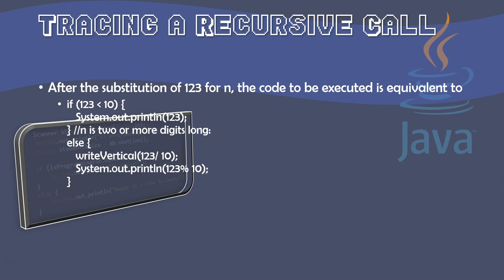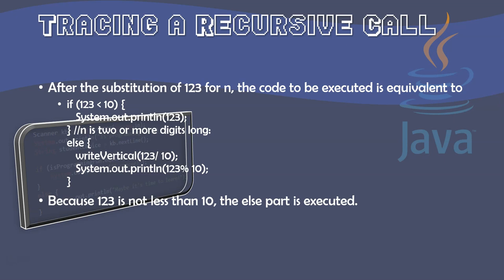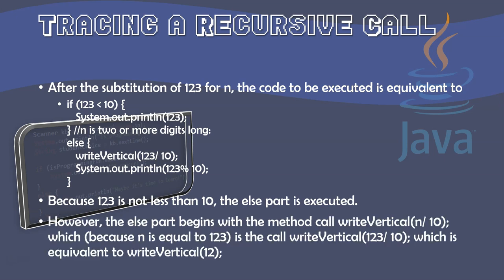After the substitution of 123 for n, the code to be executed is equivalent to: if 123 is less than 10, print out 123, else do a writeVertical of 123 divided by 10, System.out.println 123 mod 10. You can start seeing where this is going here. Because 123 is not less than 10, the else part is what's executed. However, the else part begins with the method call writeVertical n divided by 10, which, because n is equal to 123, is equivalent to writeVertical 12.